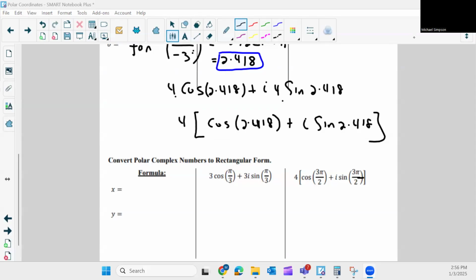All right, I'm back. Hey, so real quick, where are we at now? Okay, we'll convert from polar to complex numbers. Okay, this one's pretty easy.